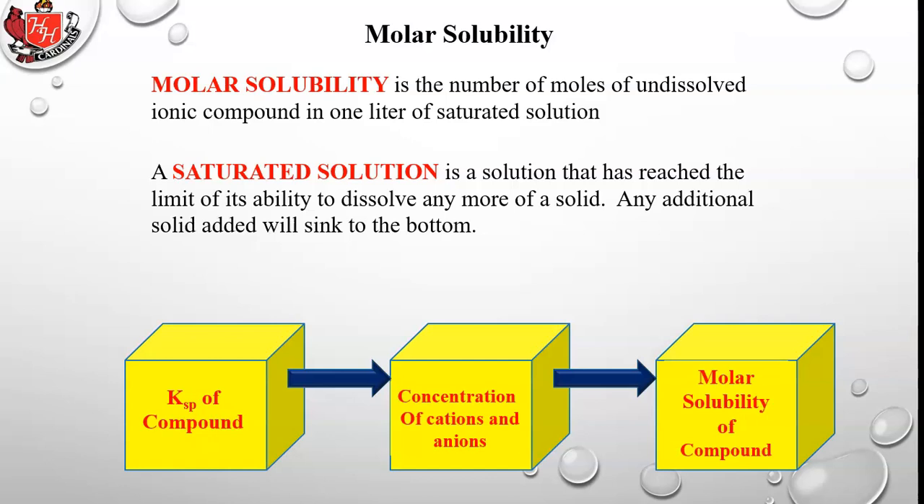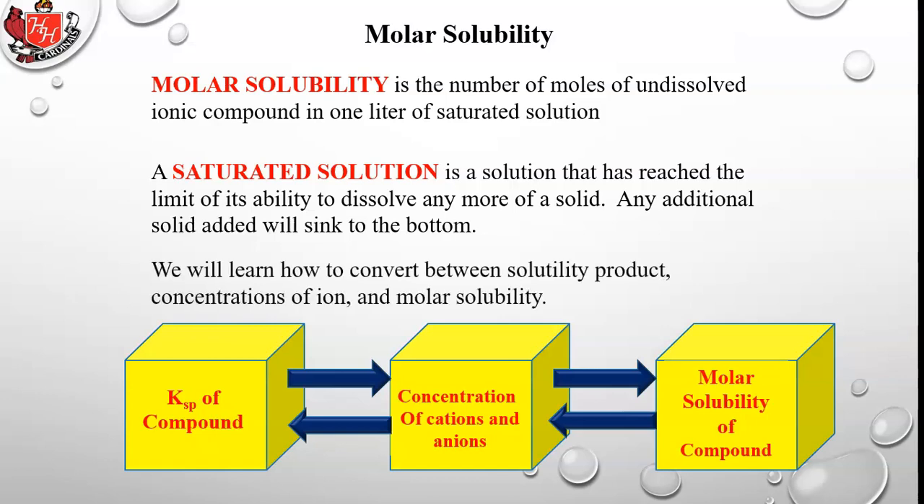We can start with the molar solubility of a compound and go backwards, go to concentration of cations and anions, and then go back and figure out the Ksp. So this is a standard RICE table operation. We'll show you how to do both of those. So we will learn how to convert between solubility product, concentrations of ions, and molar solubility.